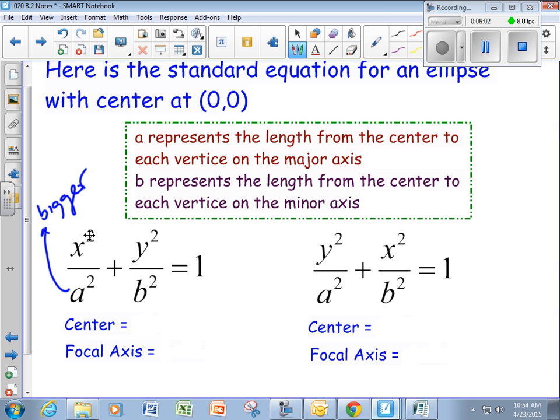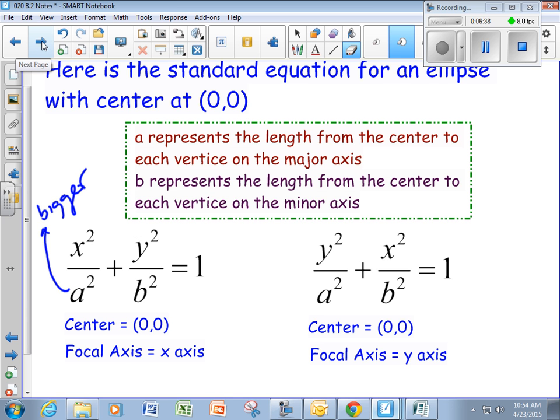And the variable that it is under basically tells you what axis you're going out on. So since our a squared is under the x squared in this problem, I would be going out on the x-axis. So your focal axis is the x-axis. The center is at 0, 0 for this problem because there's nothing else with our x squared or our y squared. Now this time, because the a squared's under the y squared, that makes our focal axis the y-axis, and our center is at 0, 0.